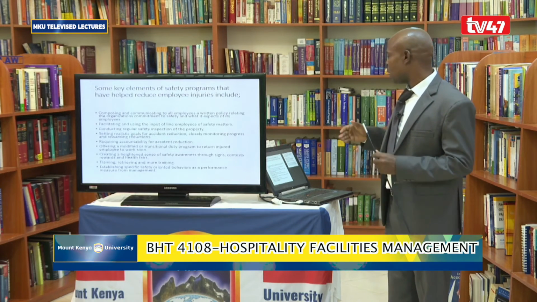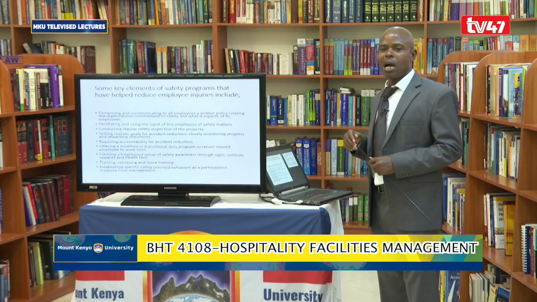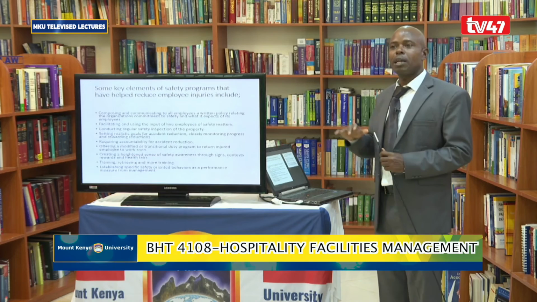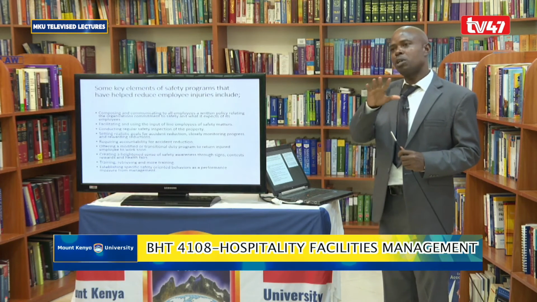Okay, when you look at hospitality, we have various facilities like the swimming pool. So you will find that before entering the swimming pool, there are some policies that are laid out.